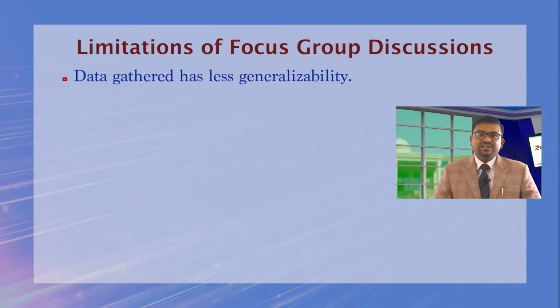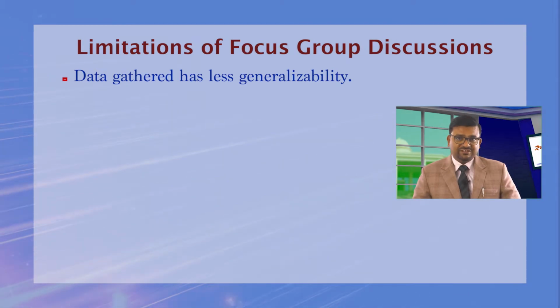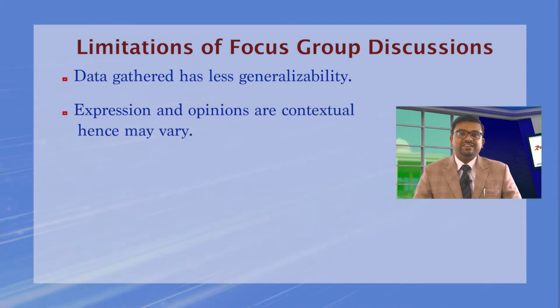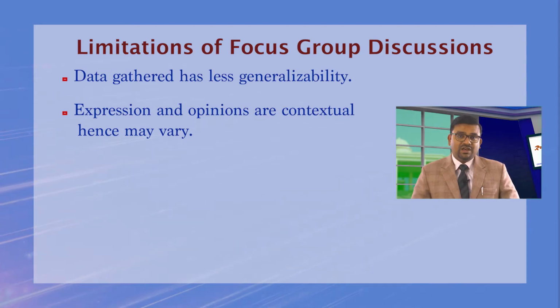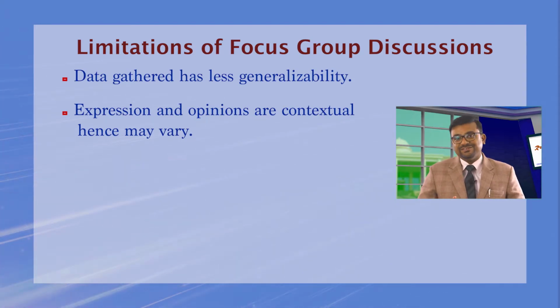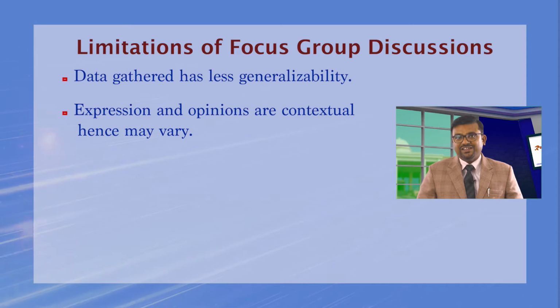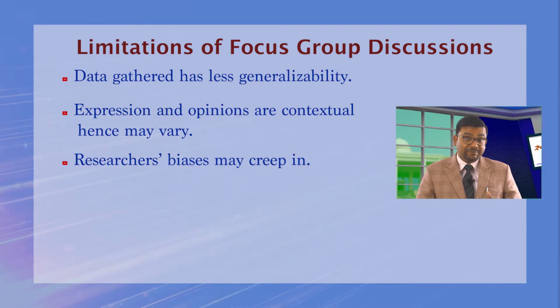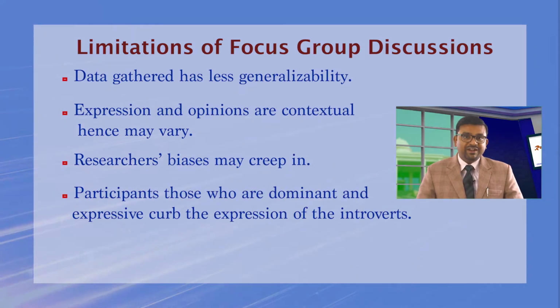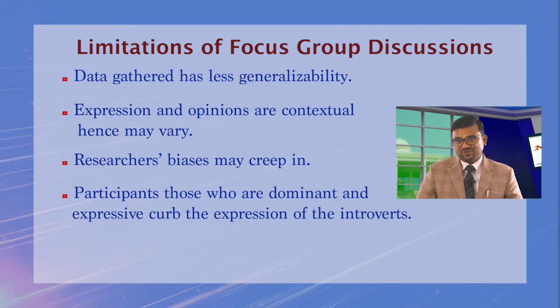But still, apart from advantages, there are some disadvantages, or rather we can say the limitations of FGDs. They are like, because it is a qualitative method, the data gathered is of less generalizability. The expressions and opinions are contextual, hence may vary. A group of one context has one finding, whereas persons of another context with the same idea can have other answers. There can be some instances where researcher bias may creep in. Participants who are dominant and expressive curb the expression of the introverts.